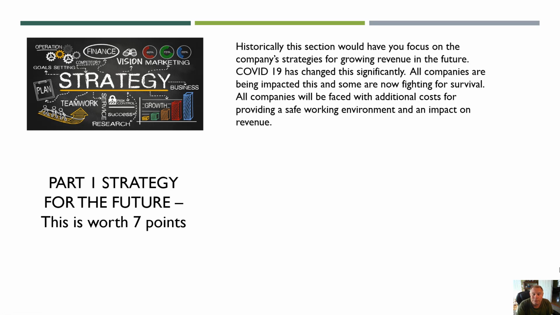Part one. Historically, this section would have focused on the company's strategies for growing revenue in the future. So from a finance perspective, we want to look at what are the actions the company is engaging in to grow their revenue, and that will drive everything else around the company.